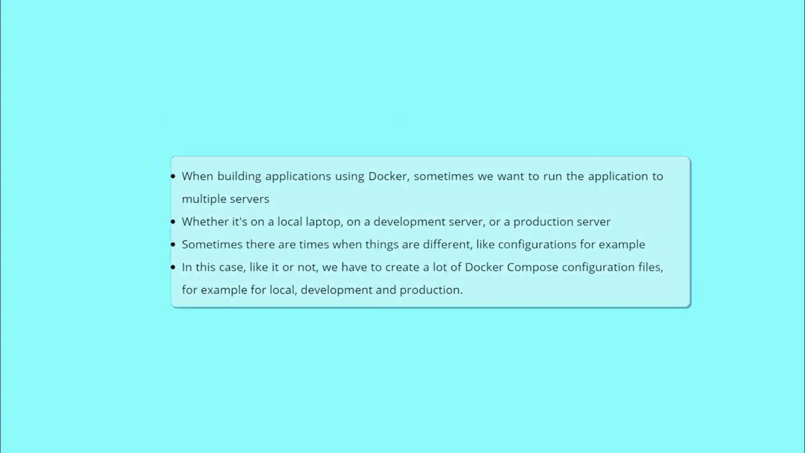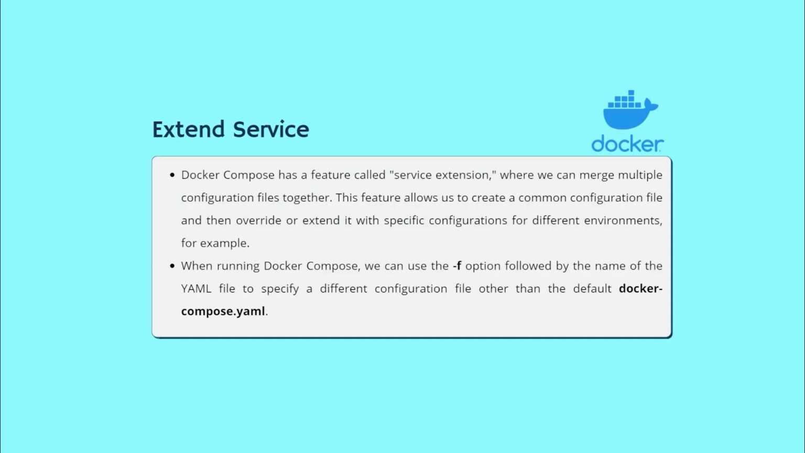Docker Compose has a feature called service extension, where we can merge multiple configuration files together. This feature allows us to create a common configuration file and then override or extend it with specific configurations for different environments. For example, when running Docker Compose, we can use the -f option followed by the name of the YAML file to specify a different configuration file other than the default docker-compose.yaml.